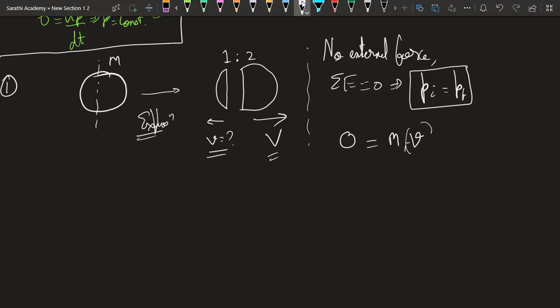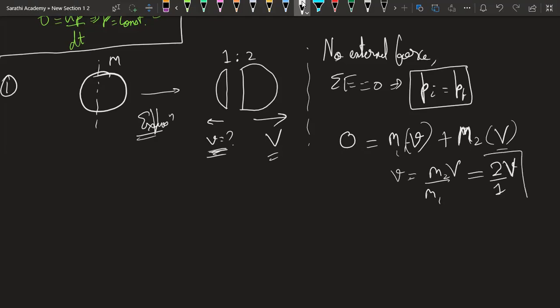This will be minus v because it is going in the negative x direction, plus mass of the capital part, m2, into capital V. So we'll get small v equals m2 capital V by m1. So this will be 2, in the ratio 2:1. So the answer will be equal to 2V. Right, so this is the first type of question.